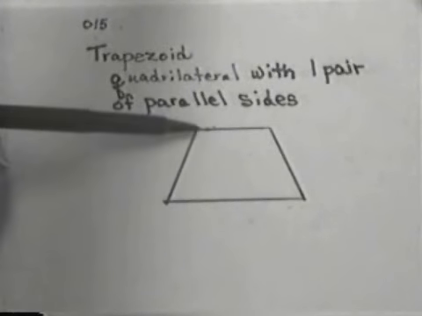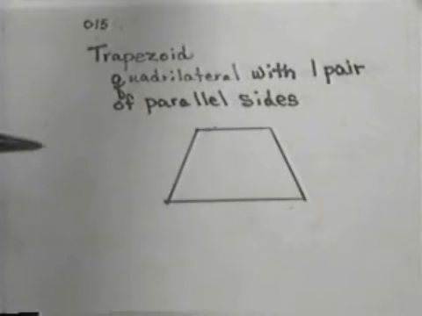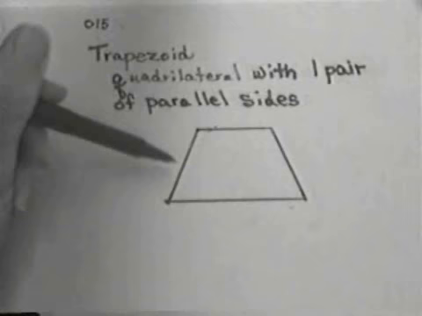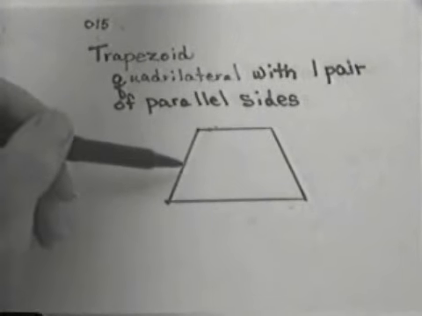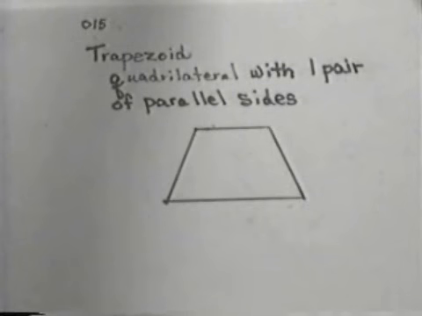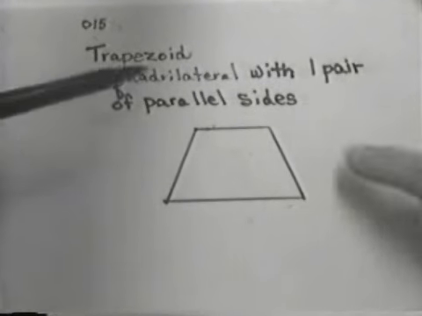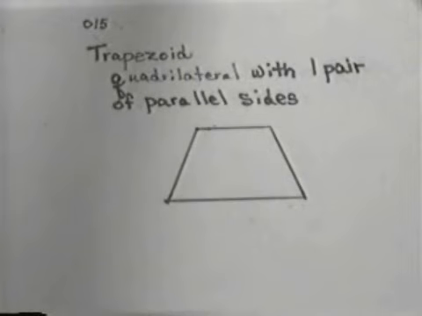Parallel means they stay the same distance apart all the time, and if you extended them out, they would never cross each other. Notice these other two sides in the figure are not parallel because they get closer together as we're going up, and if we extended them out, they eventually would cross each other. Now, if you have both pairs of opposite sides parallel, you end up with a parallelogram. But in this particular one, we only have one pair of parallel sides, and that's what makes it a trapezoid.